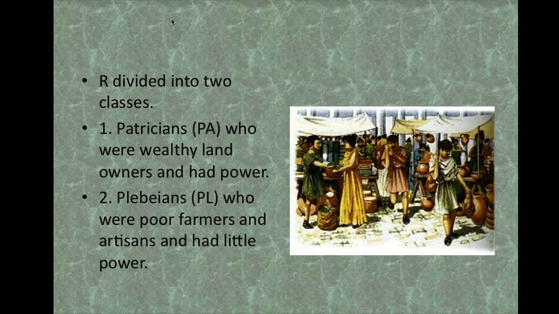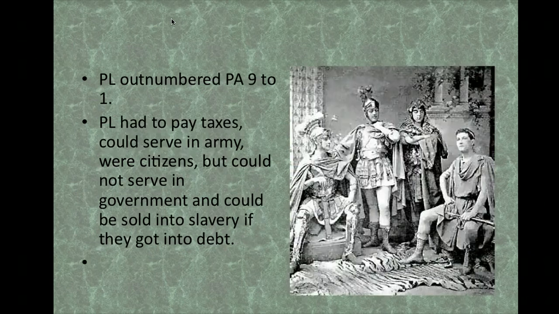Now, the Romans were divided into really two classes. There were the patricians, who were the wealthy landowners who had power, and the plebeians, the poor farmers and artisans who had very little power. This is an image of plebeians as they're wandering. Trust me, patricians would have someone else to do these jobs for them.